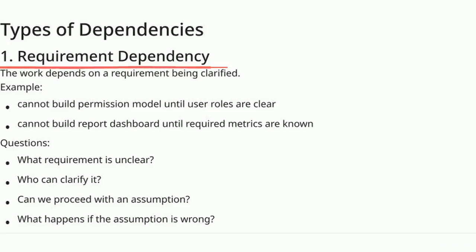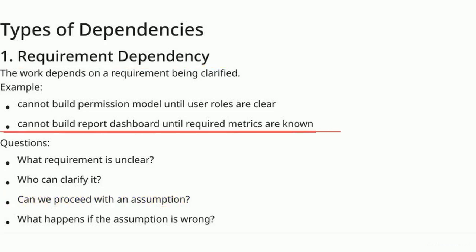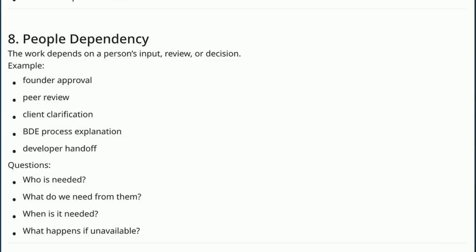It poses a crucial question. Can we proceed with an assumption? If you're building a dashboard but the metrics aren't finalized by the client, moving forward on an assumption is incredibly risky. Moving down to the people dependency category, we see how progress freezes while waiting on specific individuals. Your code might be perfect, but if it requires founder approval, peer review, or a careful developer handoff, you are stuck until they are ready.